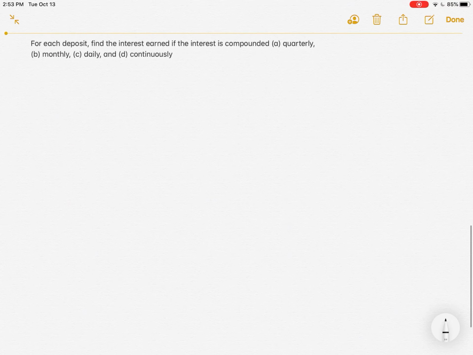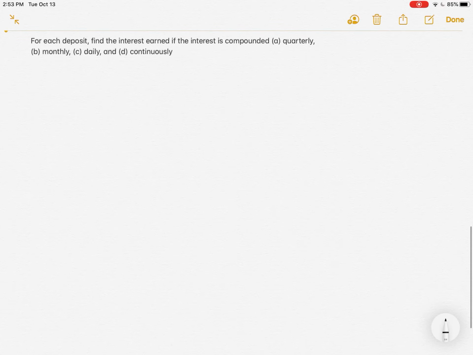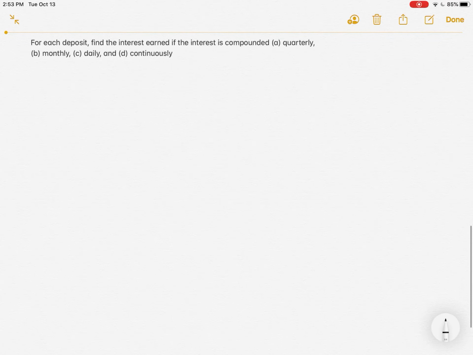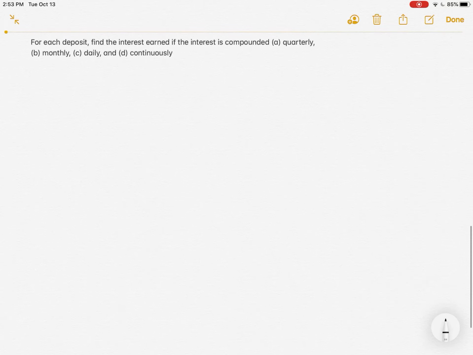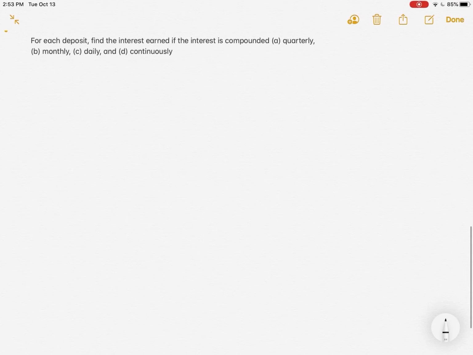Now, this problem appears more than once in the homework. For each deposit, find the interest earned if the interest is compounded quarterly, monthly, daily, and then continuously. So it's multiple point problems, and so we'll talk about that right now. So let's make up an amount. Let's suppose that we're going to invest $8,000, and they want to know the interest earned if it's compounded quarterly, monthly, daily, and continuously.